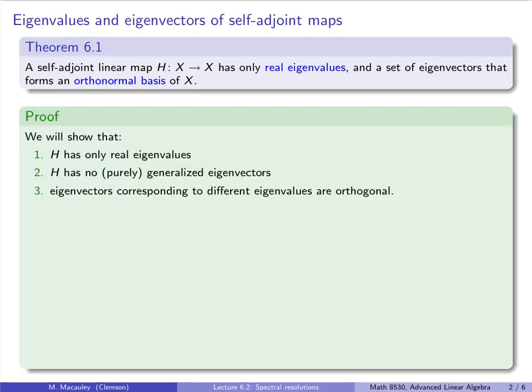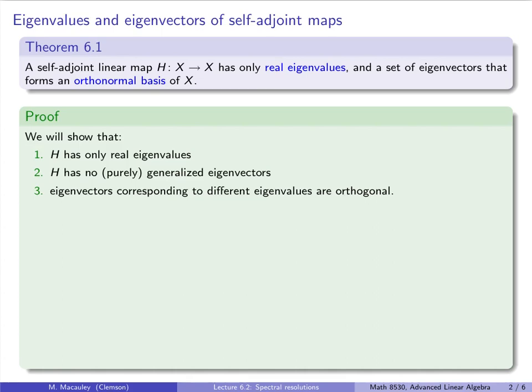To prove this, we will begin with the first part, that H has only real eigenvalues. And then for the second part, we'll break it into two steps. We'll first show that there are no generalized eigenvectors that are not genuine. I sometimes call these purely generalized eigenvectors. And finally, we will show that eigenvectors corresponding to different eigenvalues are orthogonal. I'll talk in a bit about why this is sufficient to establish this. But let's get started with the first part.